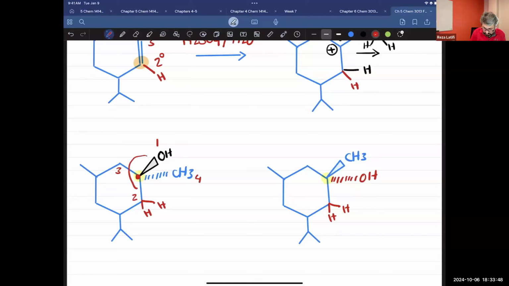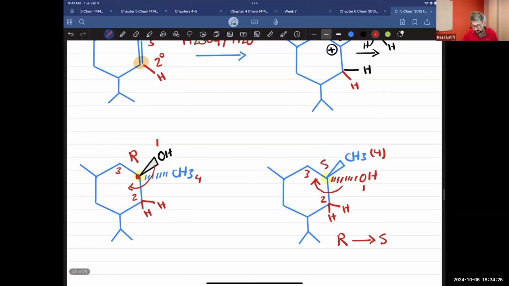So what's the configuration for it? 1, 2, 3. If I follow the numbers, this is going to be R. Next one, I go 1, 2, and this one will be 3. Rotation again looks clockwise, but because the fourth priority is facing us, we say it looks like R, we're going to flip it to S, so the configuration will be S.